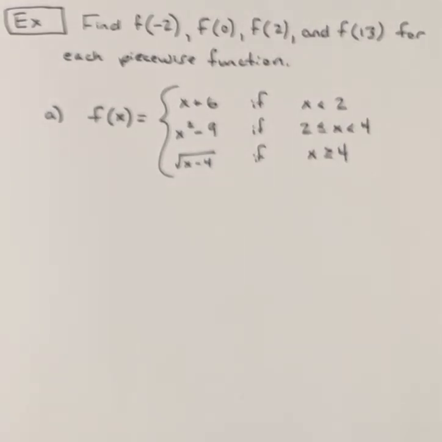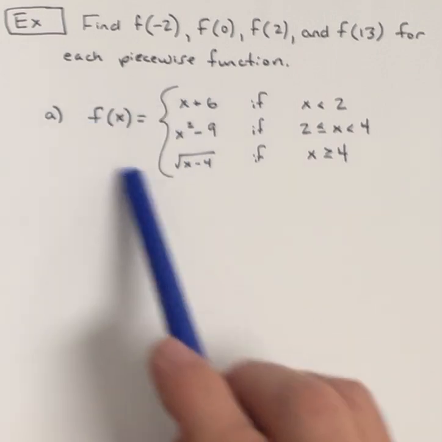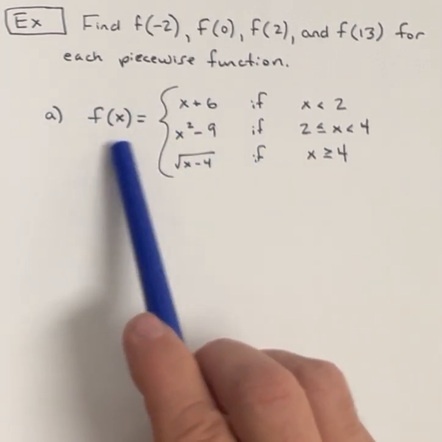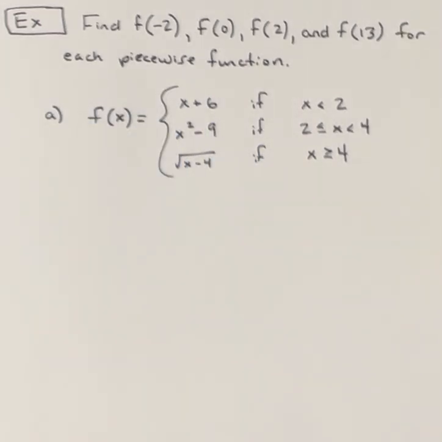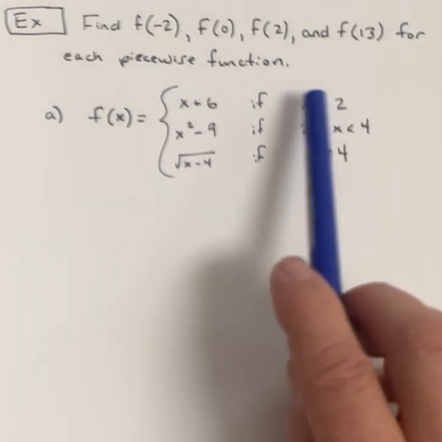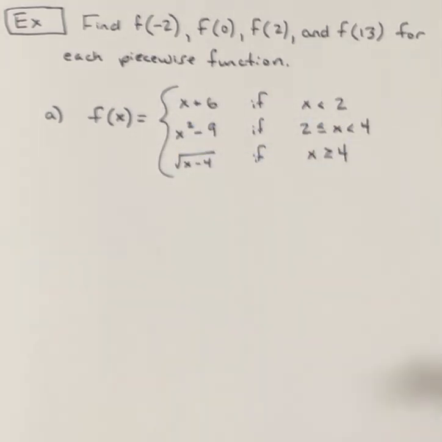For this example, we are going to use function notation to evaluate a piecewise function. Piecewise functions look like this. There is a y equals or an f of x equals at the beginning, and then there are multiple equations that can be made from it.